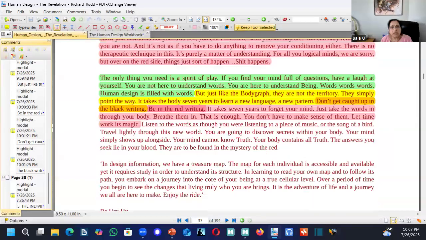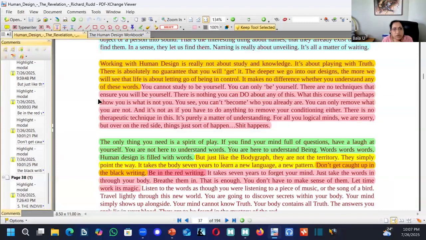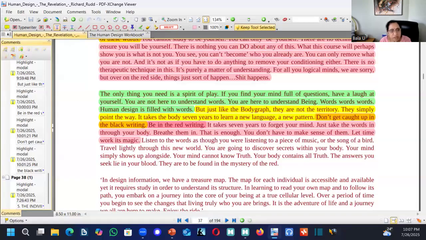What you are not, and it is purely, the only thing you need is spirit of play. If you find your mind full of questions, have a laugh at yourself. You are not here to understand words. You are here to understand being. Words, words, words. Human design is filled with words. But just like the body graph, they're not the territory. They simply point the way. It takes the body 7 years to learn a new language, a new pattern. Don't get caught up in the black writing. To be in the red writing.